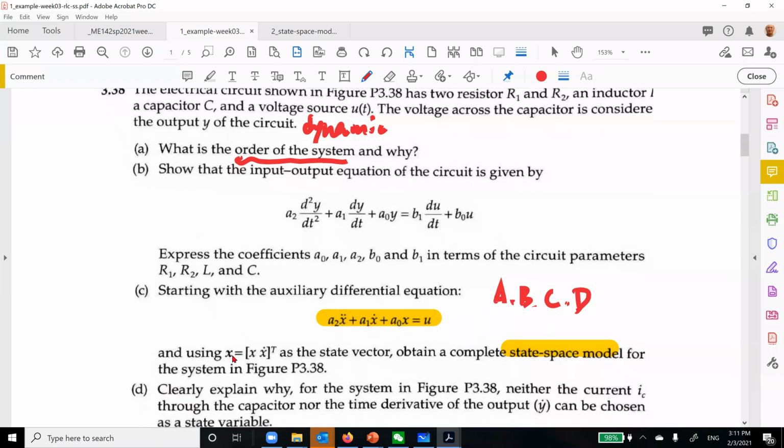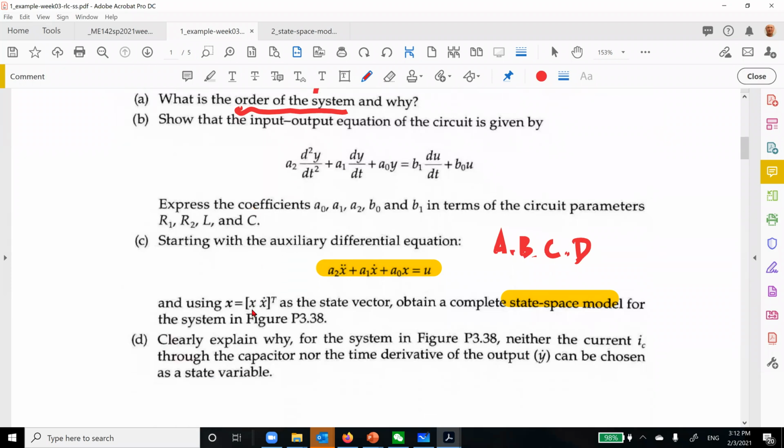So you may ask, what's the physical meaning of X? I would like to say no, don't ask. We'll find out later, but there is no clear physical meaning here, okay? So people also ask why you cannot use y and y dot as a state vector. That's a very good question. We'll come back to that one later.